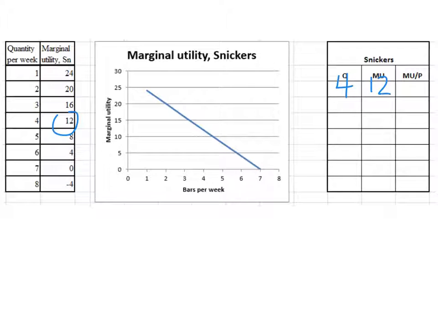12 units of additional utility from the last snack of the week, the last Snickers of the week, and that means he's getting 12 utils per dollar from the last Snickers, just like he's getting 12 utils per dollar from the last granola bar, so he's successfully implementing the rational spending rule.